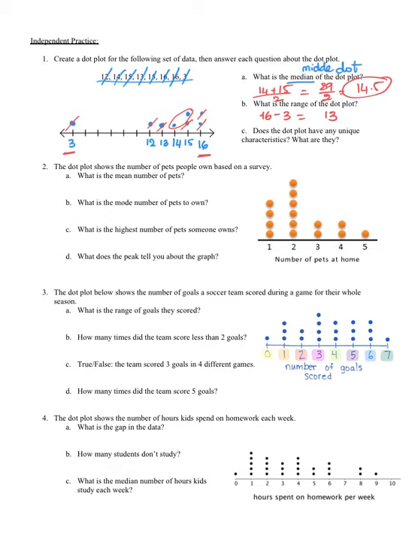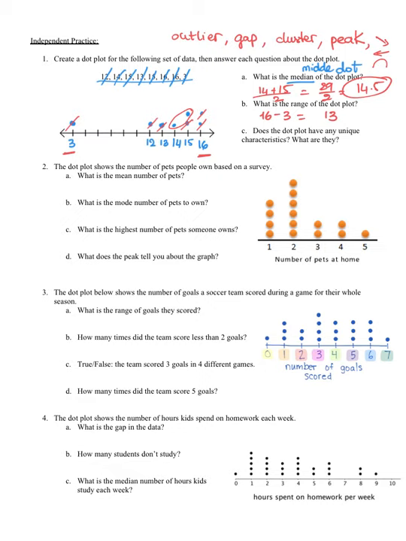When we mention characteristics, what can we talk about? Outliers. We can talk about gaps. We can talk about clustering, or the peak, which is the highest point or the most appearing point. And then we can talk about whether the data skews to the right, skews to the left, or is symmetrical.